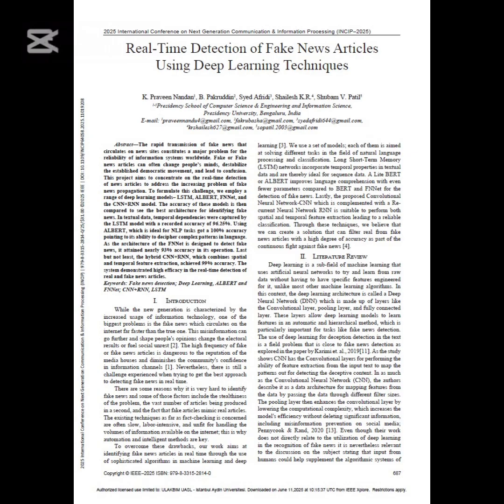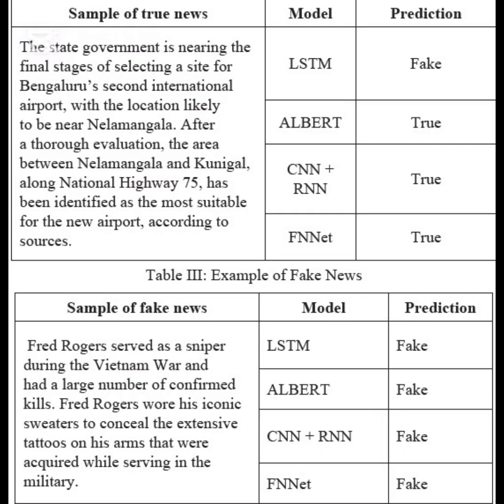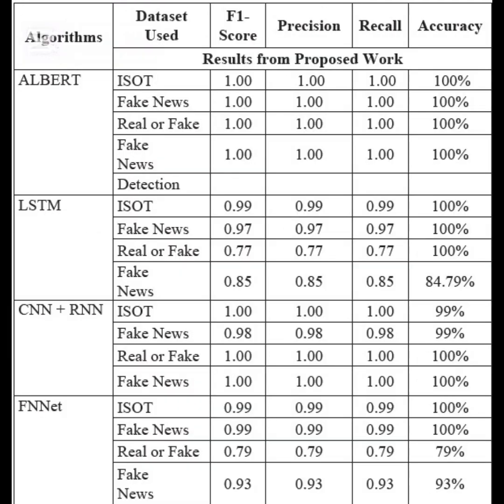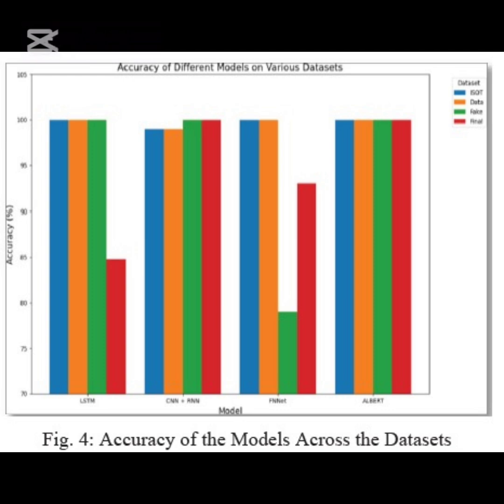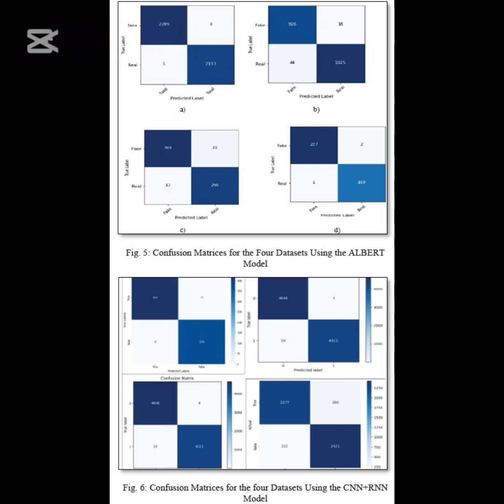The paper that I used, Real-Time Detection of Fake News Articles Using Deep Learning Techniques, provides 4 deep learning methods which can be used for fake news detection: Albert, LSTM, CNN plus RNN, and FFNet. This paper compares all the models, and among all of them, Albert achieved 100% accuracy on multiple datasets, making it the best performer in the study. And as we can see from the pictures and the confusion matrices, Albert gave the best results.